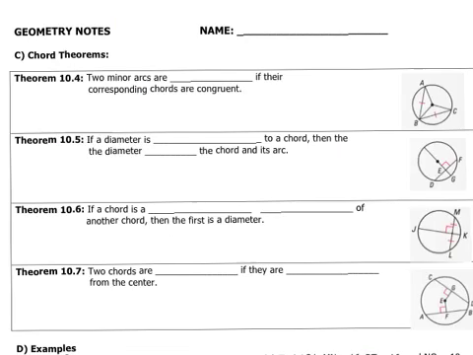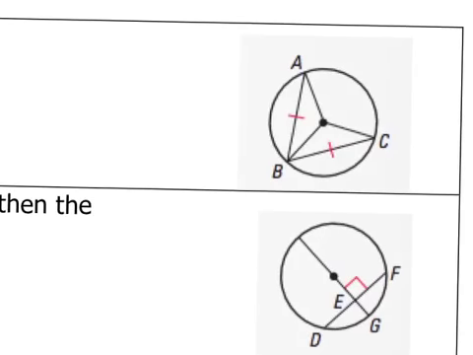Two minor arcs are going to be congruent if their corresponding chords are congruent. And I'll talk through each one of these with the picture and how this is true. So take a look at our picture here. We have chord AB and we have chord BC. Notice those two chords are marked congruent.